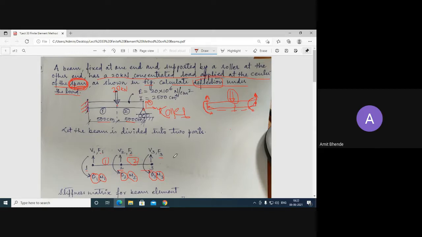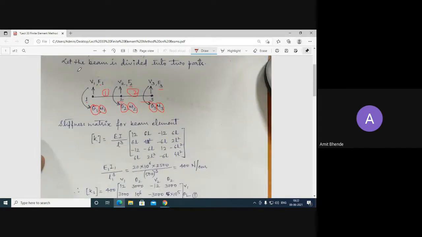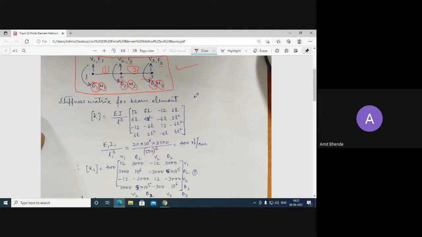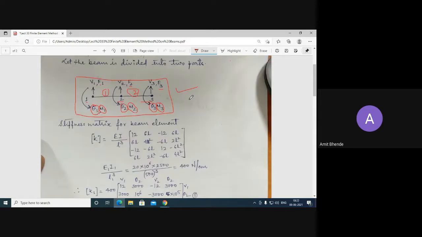Okay? So this is, you can say, the discretization of the beam. So we have discretized it into two elements and three nodes, and these are the forces and the moments that we consider at every node. Okay, so this discretization part is completed. Now we move on to the element stiffness matrix. Okay, stiffness matrix.